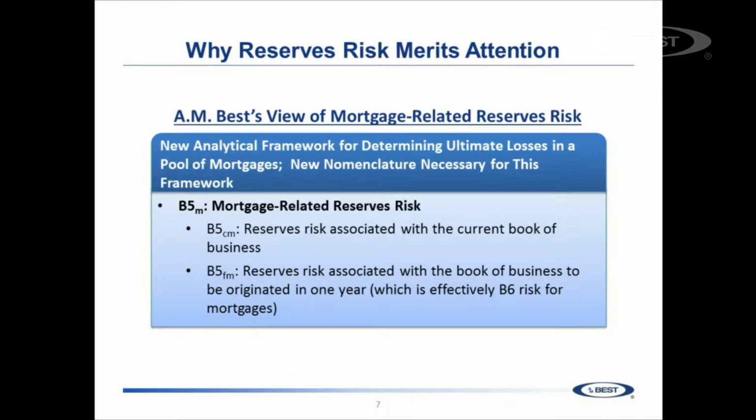B5CM, which is reserves risk associated with the current book of mortgage business, and B5FM, which is reserves risk associated with the book of business to be originated over a 1 year period. B5FM is effectively a net premiums written risk in our BCAR methodology. Together, these two B5s, B5CM and B5FM, make up B5M, which is the total mortgage-related reserves risk. We're going to spend a lot of time in this presentation discussing reinsurance of US PMI.